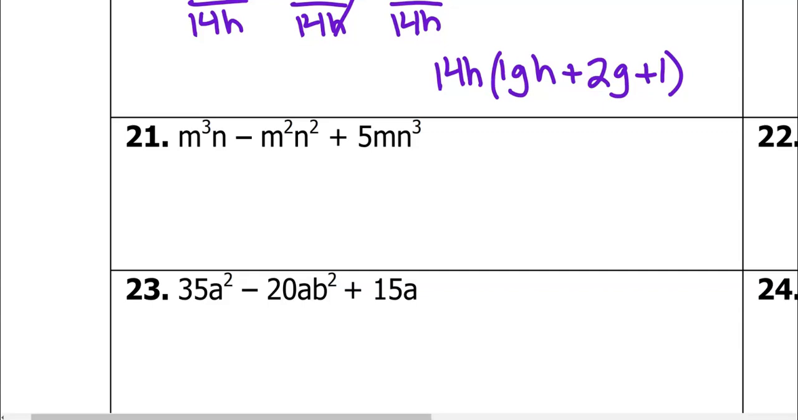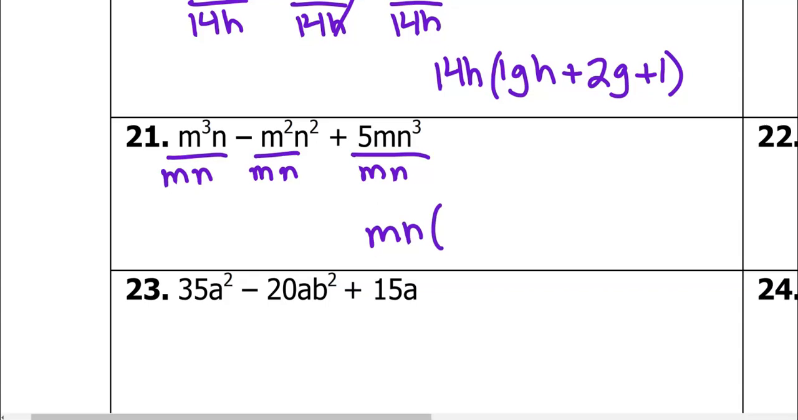All right, 21. Can you divide any numbers? No. There's nothing to divide by when it comes to my coefficients. But what about my letters? Look at your M's. We have M3, M2, and M. Just an M can come out of all of them. Good. I have N squared, and N3. So yeah, Aubrey says we can also take out an N from all three pieces. So M N is being divided out of my trinomial.